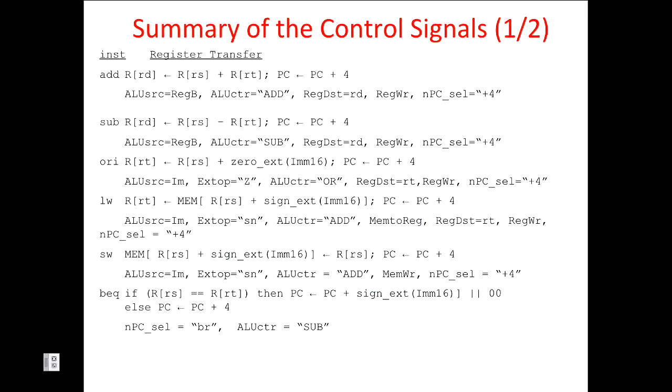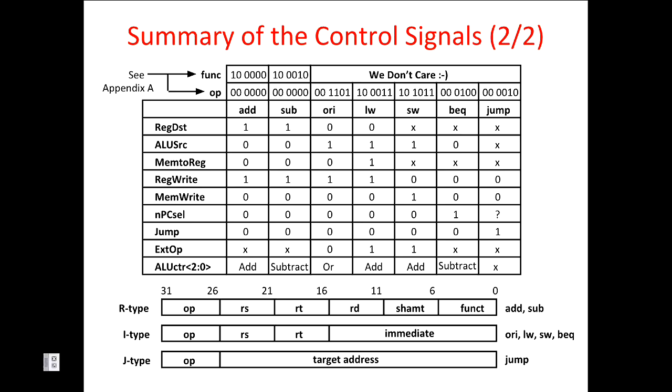So, here's a summary of all the control signals that we looked at. For add, we saw that these are the values of ALU source, ALU control, regdest, regwrite, and PC select. For sub, for ORI, for load word, for store word, and BEQ. We went through each of these different values, right? And what I can do, based on looking at this, is come up with a big truth table. So that's what we'll do. We create a truth table out of this.